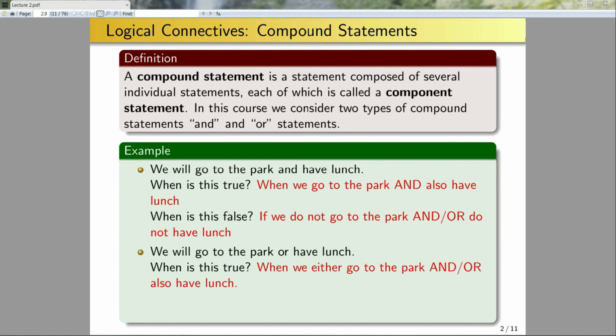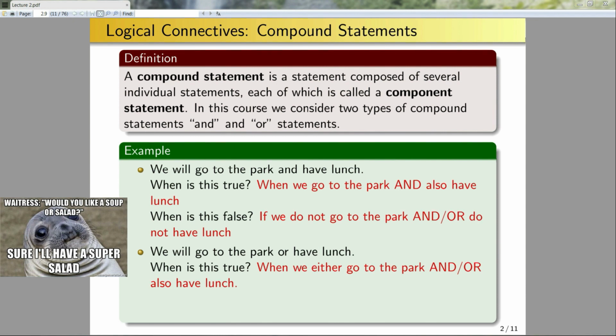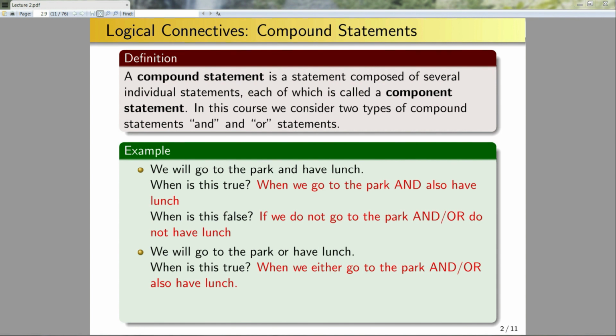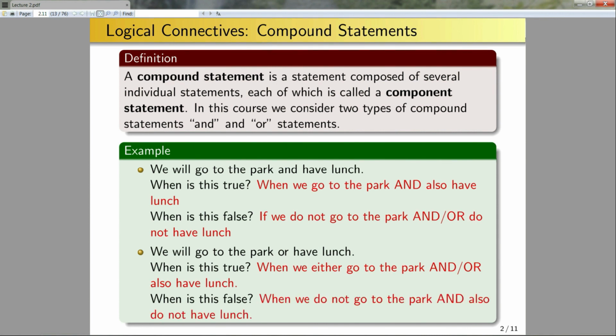The standard or that you'd use in regular English is called exclusive or, XOR. To be concrete, if I asked you soup or salad, you could say both, but that's not what the waiting staff mean when they ask you soup or salad. They mean one or the other. So do keep this difference in mind when working in this course, as that is a common point of confusion. Now, when is this statement false? Well, this statement will be false when both of the component statements are false. So explicitly when we do not go to the park and when we also do not have lunch.